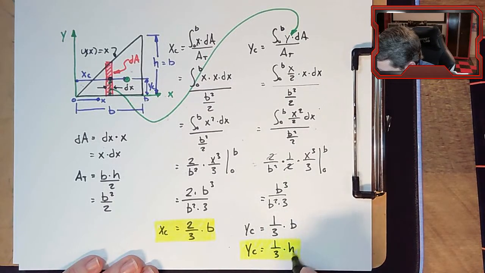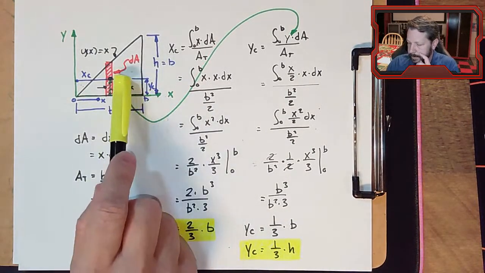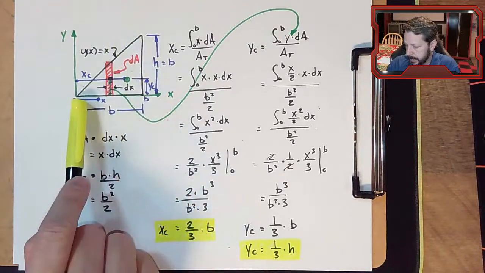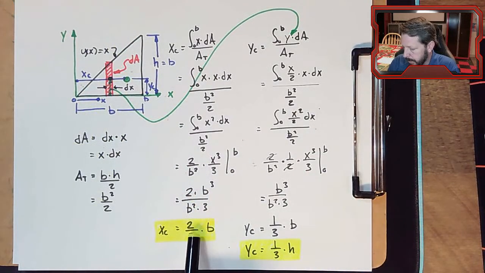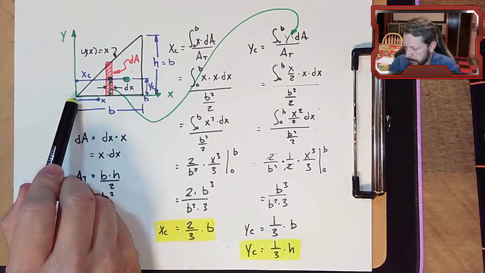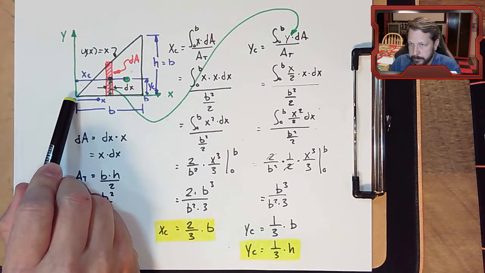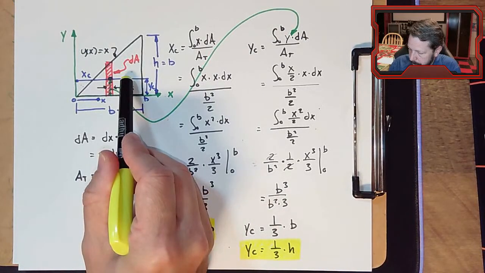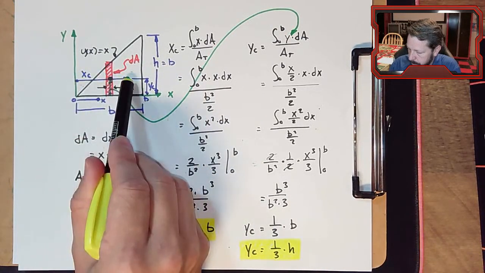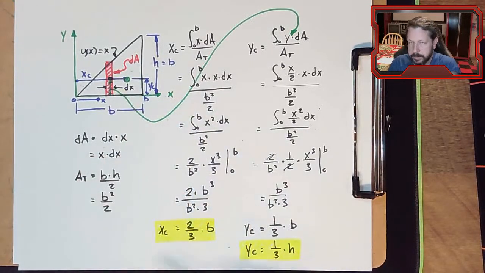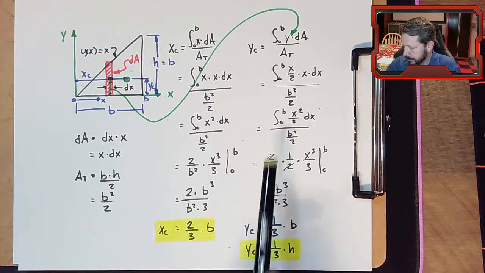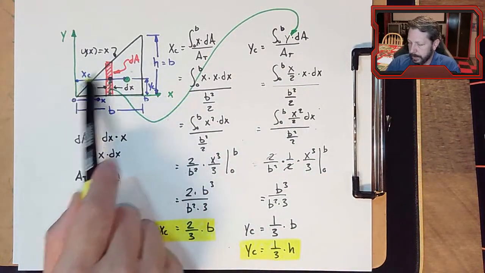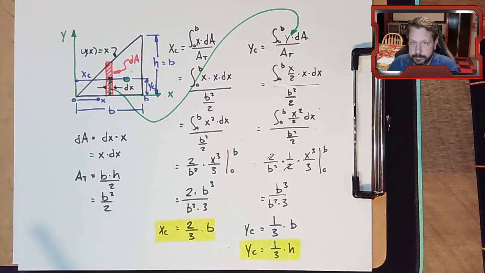So now I know that the centroid for this triangular shape is located at 2/3 of the base measured from my reference point, which is the origin of my coordinate system, and at 1/3 of the height. So if I go up 1/3 of the height and over 2/3 of the base, that will completely locate that centroid. Now this process for a triangle is not really needed.